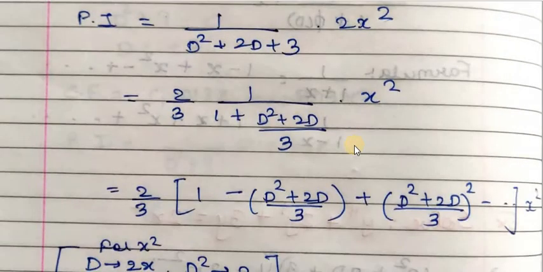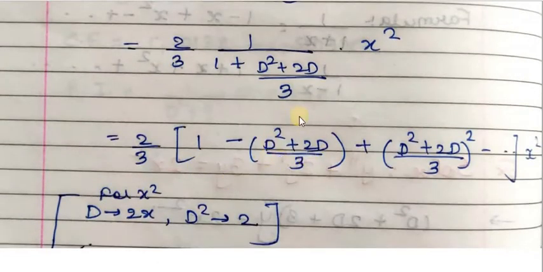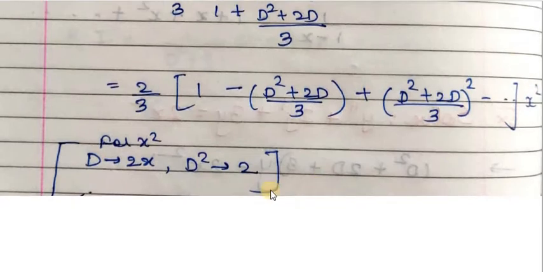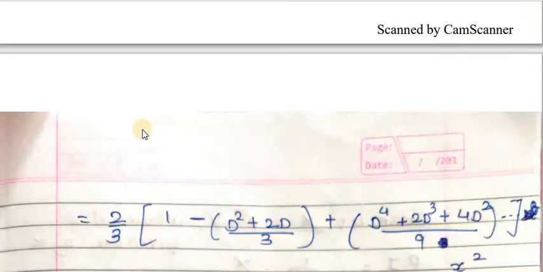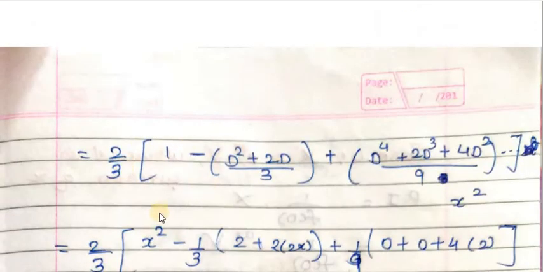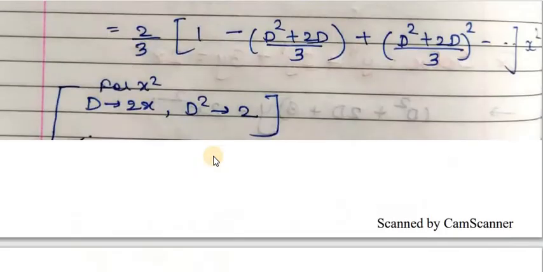So it will be 1 minus x, this is the value of x, (d square plus 2d by 3), plus x square, so it's a square. Okay, so we have (d square plus 2d by 3) square minus and so on, and here you have to write down x square. Now we will apply this whole operator on x square. So this 2 by 3 will be as it is. Then before applying this operator, we will just simplify this result.